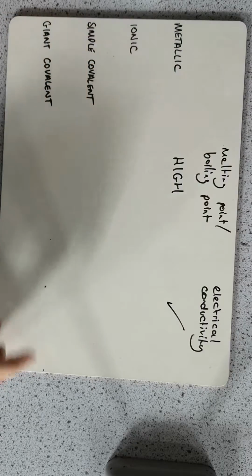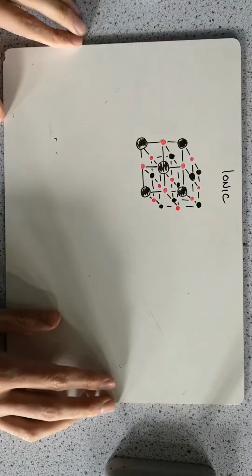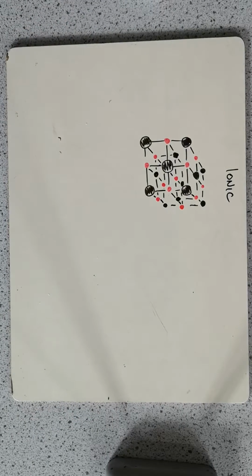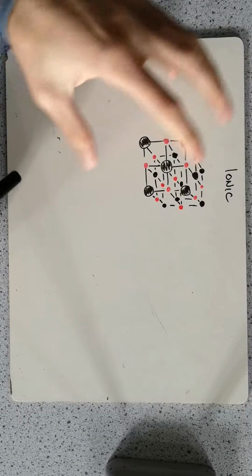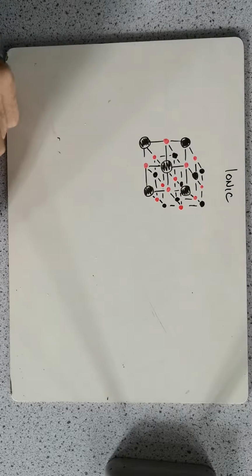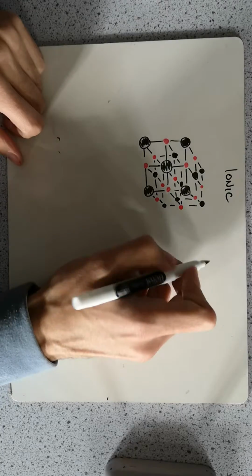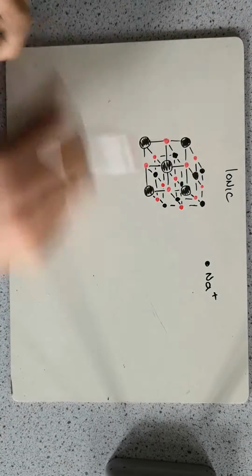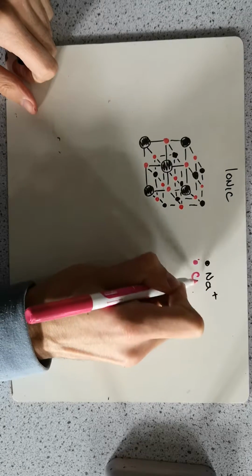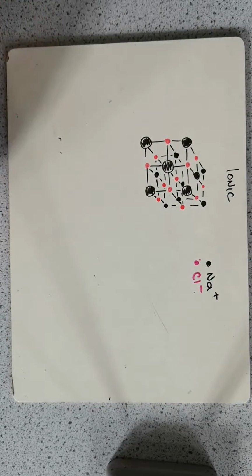Let's have a look next at ionic. I have to apologise for my diagrams. They get worse as I go through. Trying to draw a 3D diagram of ionic bonding isn't too easy, but you should be familiar with this lattice to represent an ionic bond. We could say here that the black represents sodium ions and the red Cl-.